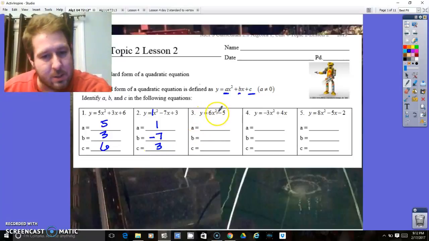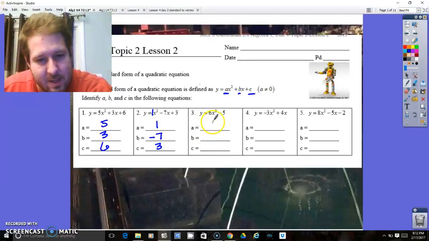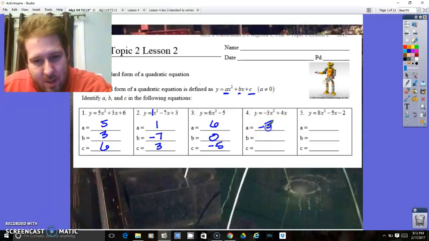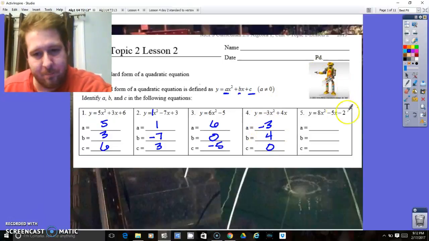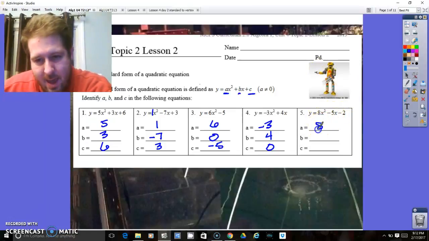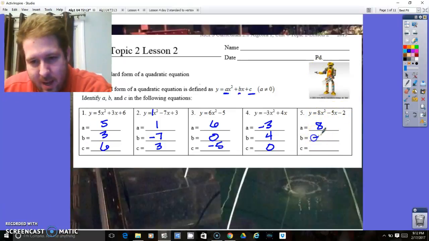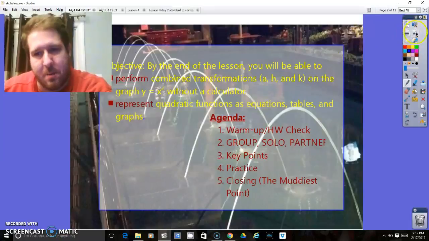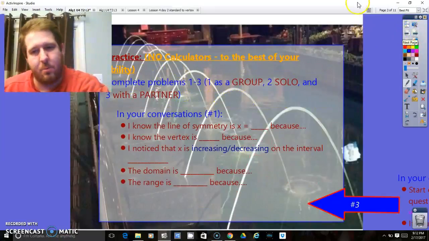All right, now this one, you're noticing that there is no x term. So 6 is A, but 0 is B because there's no x's, and -5 is C. -3 is A, 4 is B, and this time there's no C. And the last one, 8 is the x squared's coefficient, and -5 is the x's coefficient, and -2 is the constant.